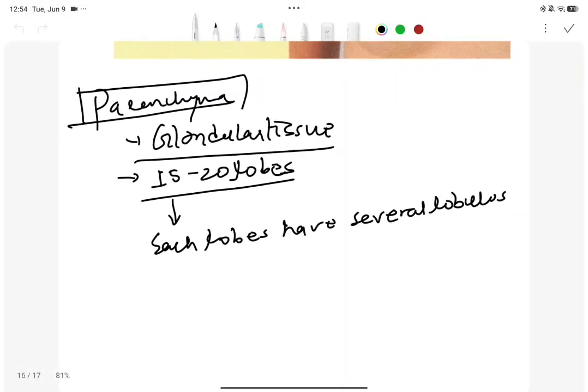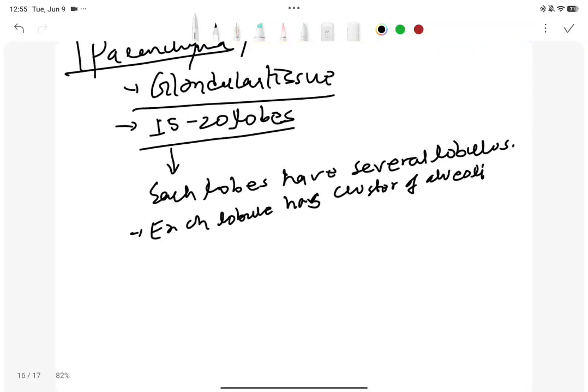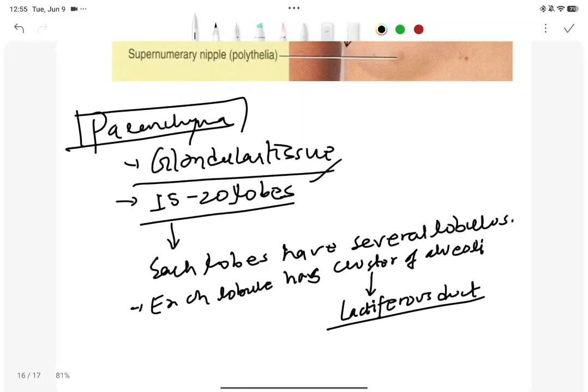Each lobe has several lobules, and each lobule has a cluster of alveoli, which opens into the lactiferous duct. So the parenchyma has glandular tissue, and the glandular tissue has 15 to 20 lobes.